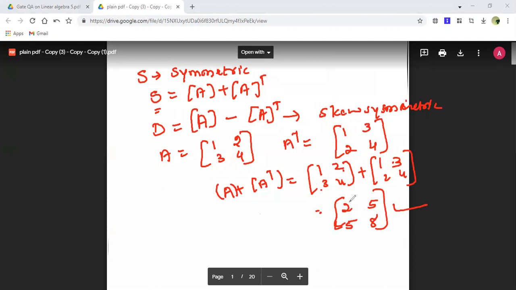So if the given matrix can be expressed as A plus A transpose, then S is symmetric. According to this property, we can say that S is symmetric and D is skew symmetric, because they clearly mentioned that S can be expressed in this way and D can be expressed in this way. Clearly from this, S is a symmetric matrix and D is a skew symmetric matrix. Let's move on to the next example here.